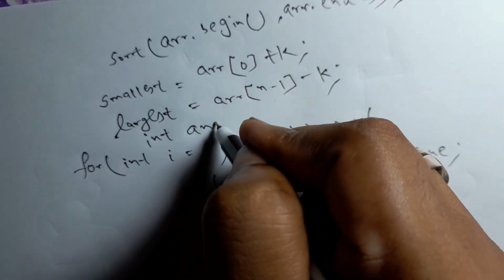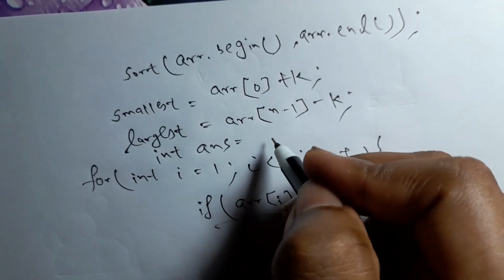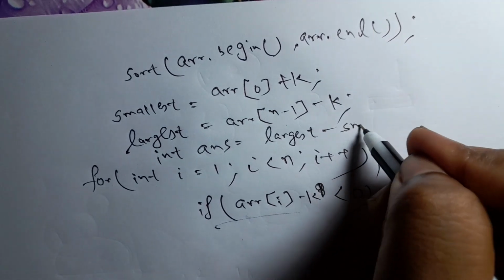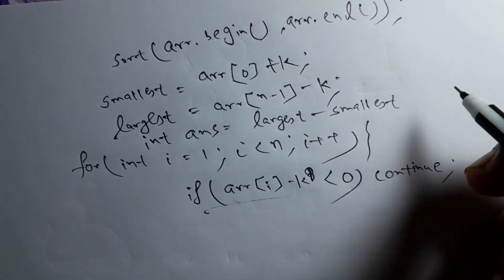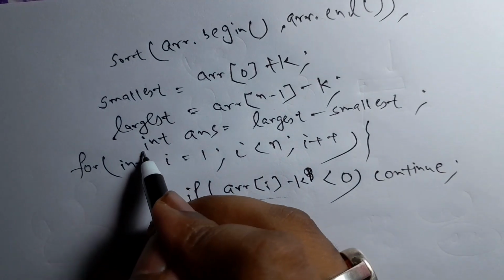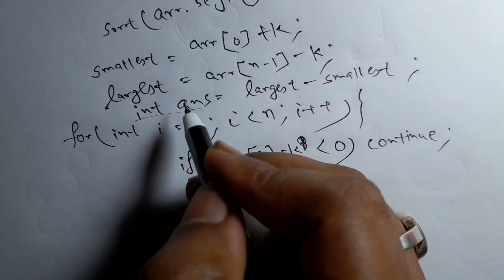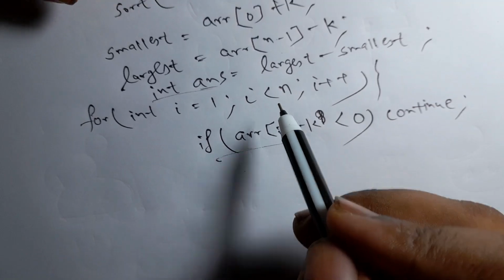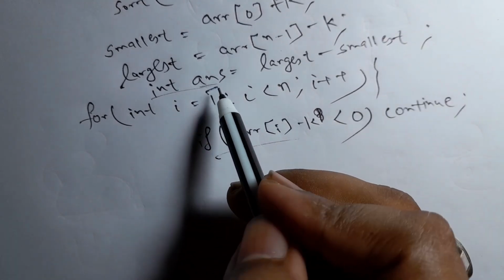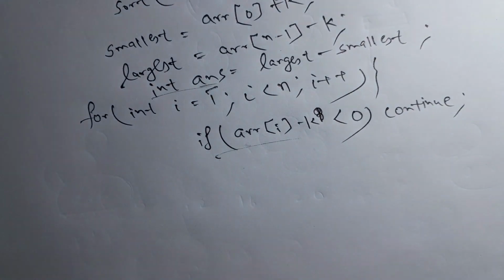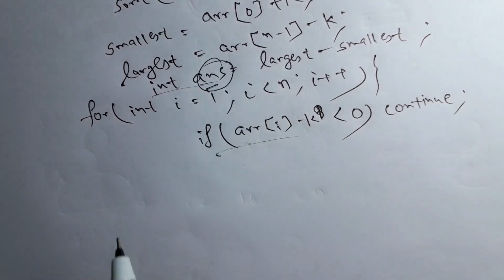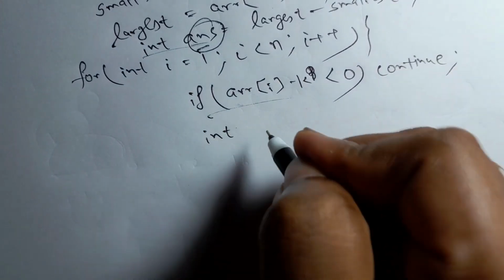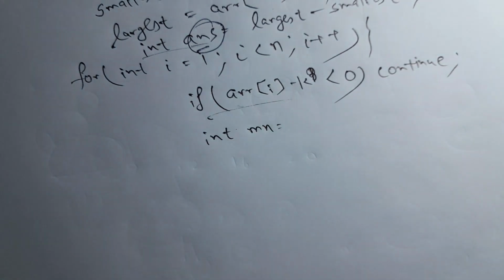Int answer equals to largest minus smallest. Okay, we'll compare with this answer throughout the code. If we get any answer which is smaller than answer, then we'll simply store that answer into this variable. Okay, now what I will do, int mean, we'll find int mean.